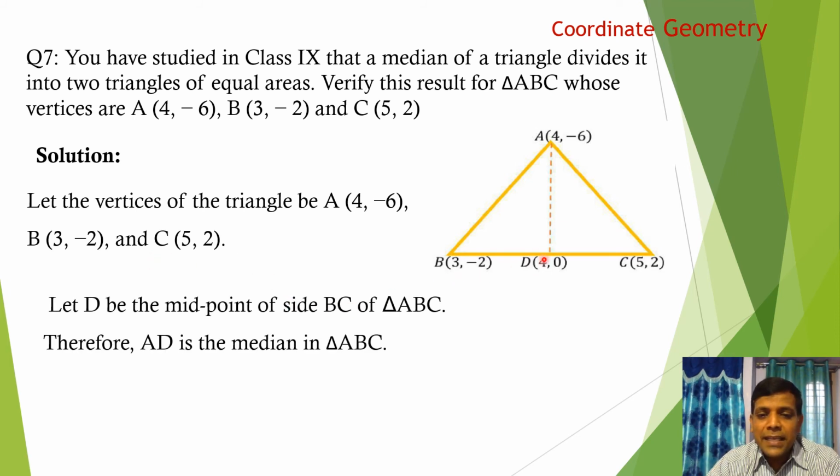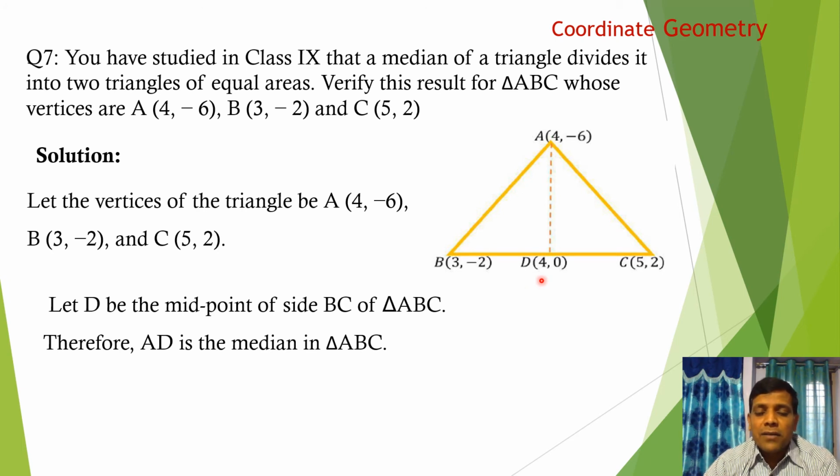Let D be the midpoint of BC. Draw AD. Therefore, AD is a median. Do you know what is meant by median? A line segment drawn from a vertex to the midpoint of the opposite side is called a median. So here D is the midpoint of BC. Join AD. Now AD is called the median of triangle ABC.